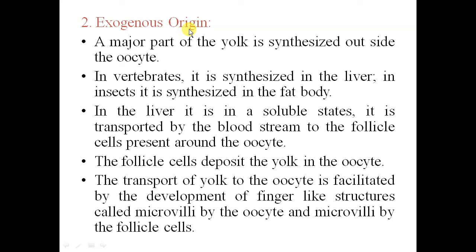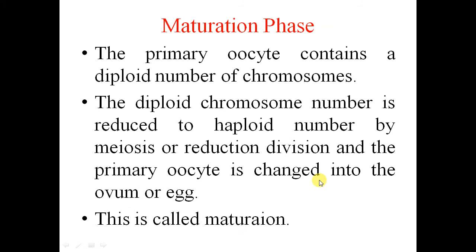And the other is exogenous origin. A major part of the yolk is synthesized outside the oocyte. In the vertebrates, it is synthesized in the liver. In insects, it is synthesized in the fat body. In the liver, it is in a soluble state. It is transported by the blood stream to the follicle cells present around the oocyte. The follicle cells deposit the yolk in the oocyte. The transport of yolk to the oocyte is facilitated by the development of finger-like structures called microvilli by the oocyte and microvilli by the follicle cells.